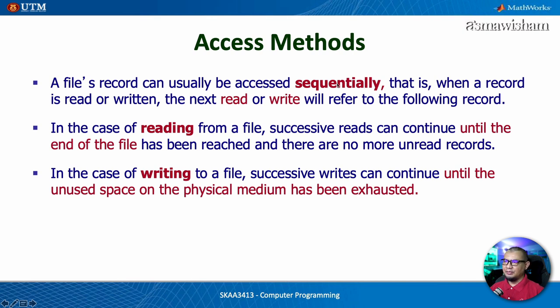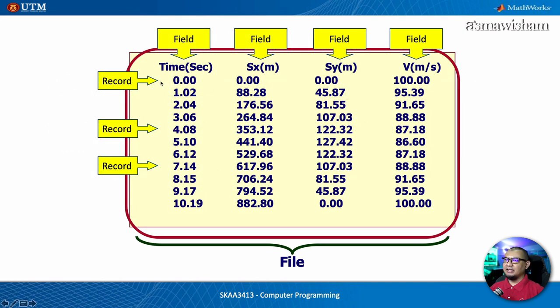It means that everything must be in a proper sequence. That is, when a record is read or written, the next read or write will refer to the following record. So either it is reading a file or writing a file, it must be in a proper sequence. Even from this output, you can see everything is a sequence. First, we display the output: time, then distance SX, then SY, then velocity. The next line will be the next time, 102, 88.28. So it will be by sequence, the same as the input. It must be in a proper sequence, because in our case now, we are learning about the reading method and the output method.